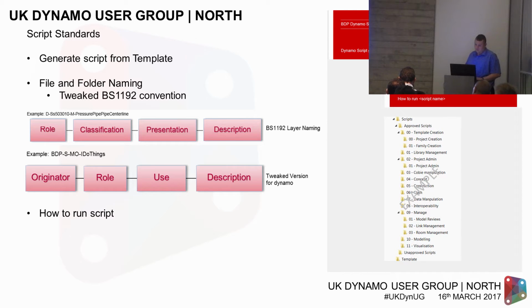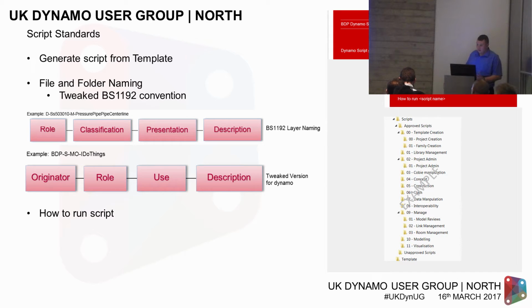So on this one, we've got template creations, project admin, coding, manipulation. This is just an example I've quickly put together. But also, what about file naming? Do you want to file name them properly instead of just Excel to Revit? That doesn't really tell the user what they want to do.